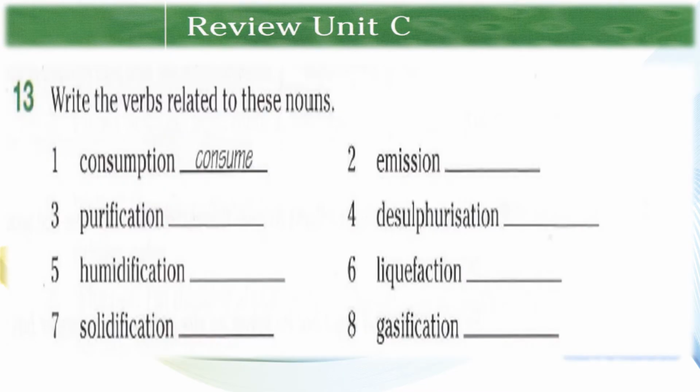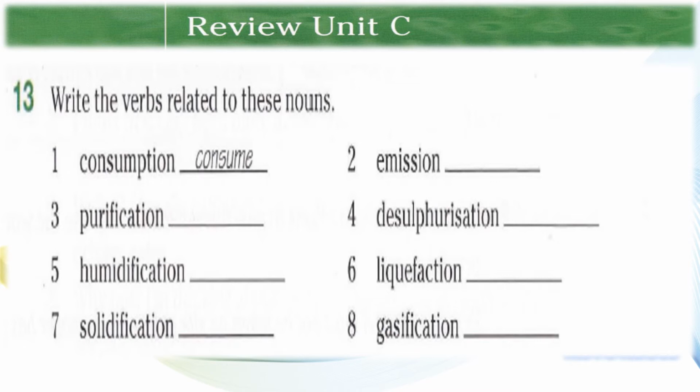Dear students, let's now move to exercise number 13 from the same page. And this time we have to write the verbs related to these nouns. The first one, which is given as an example, consumption, and the verb is to consume. What about the rest from 2 to 8? Think of them, try, then come back to check your answers.